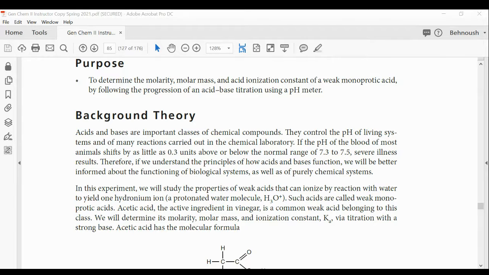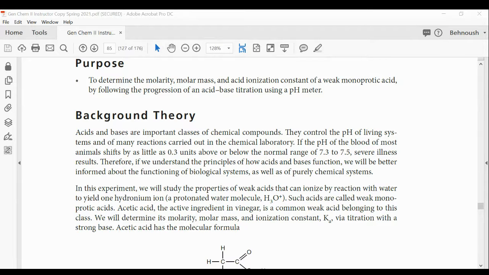So we want to determine the acid ionization constant. What's the symbol for that? Acid ionization constant, Ka. Ka value. Very good. So we are trying to determine the value for Ka for a weak acid using titration. And also we are using a pH meter.